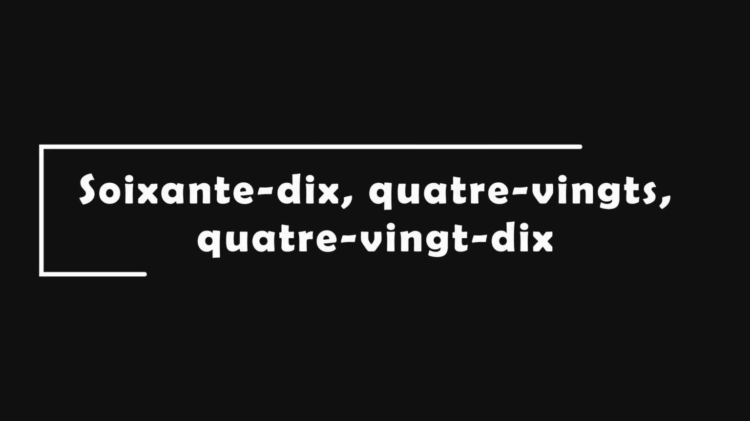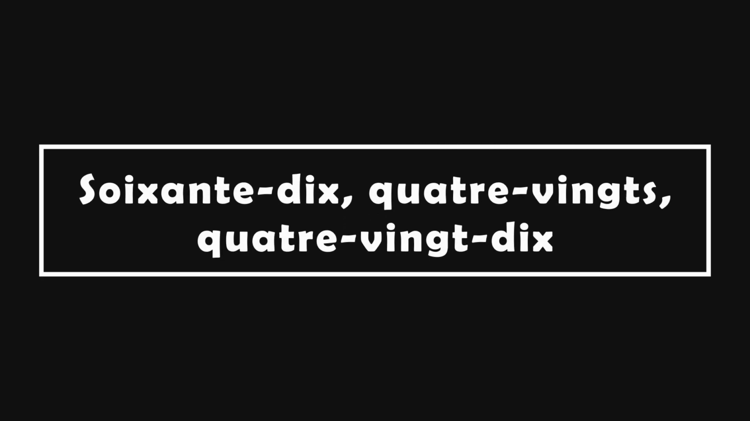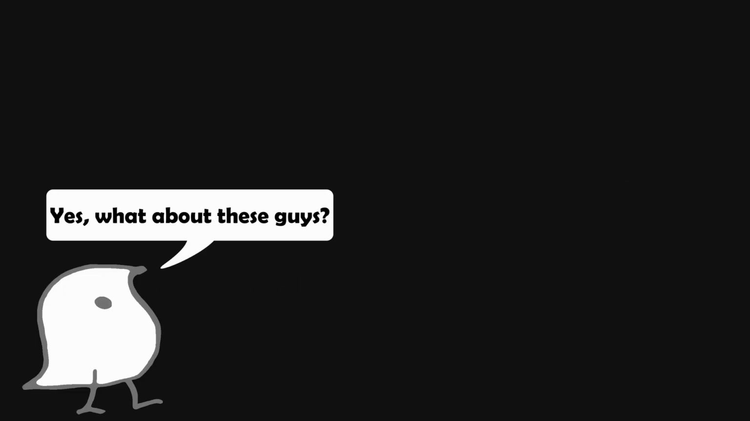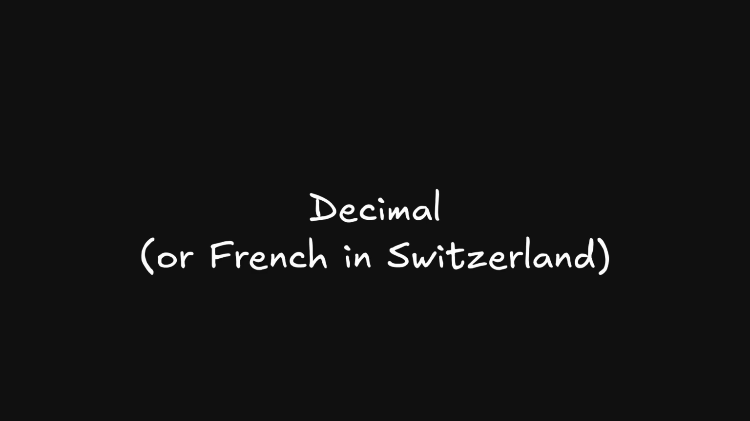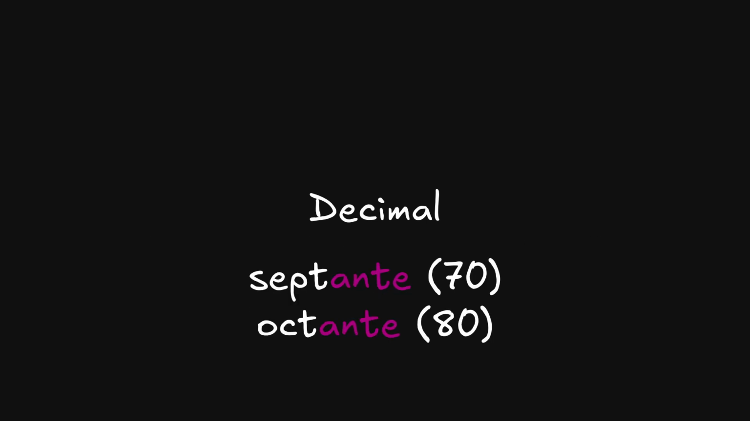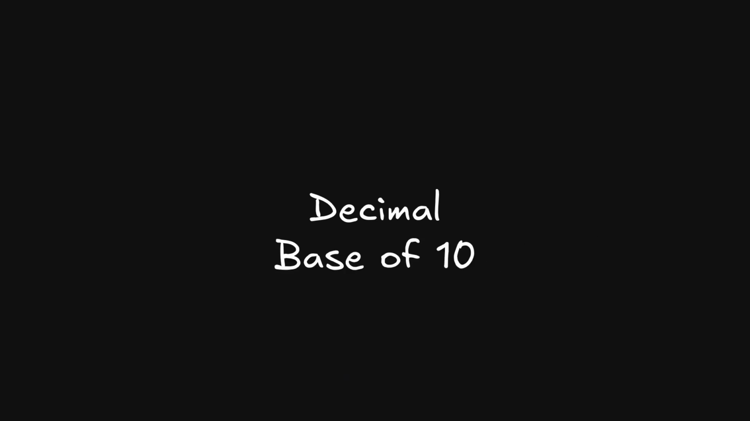Now, let's look at our friends soixante-dix, quatre-vingts, and quatre-vingt-dix. The main explanation for these odd numbers is simple, but its origin is still discussed. Let's start with quatre-vingts and quatre-vingt-dix, which follow the same logic. They use 20 as a base. This is because these numbers come from a vigesimal system, which means a system with a base of 20. A decimal system, which is what we see in English, or simply French in Switzerland, with septante, octante, nonante, etc., is a system with a base of 10.